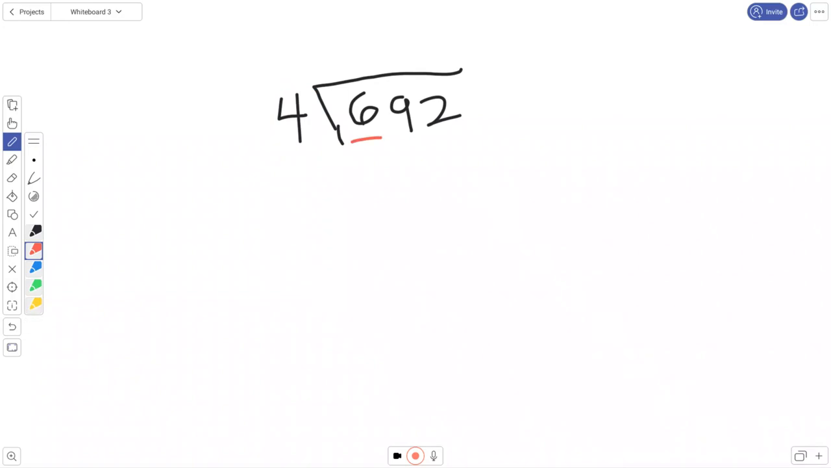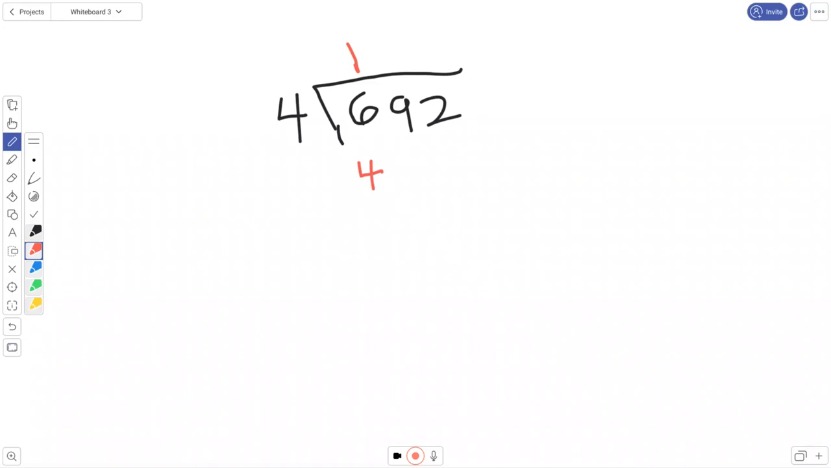So I first look at this digit. I look at the 6 and I think, how many times can this 4 go into that 6? How many times can I add 4 together to get as close to 6 as I can? Well, this is only one 4. If I do 2 fours, that is 8, which is too much. But 4 times 1 gets me 4. So I put the 1 up top. That says 4 times 1 is what I'm doing. Well, 4 times 1 is 4, and I put that down below.